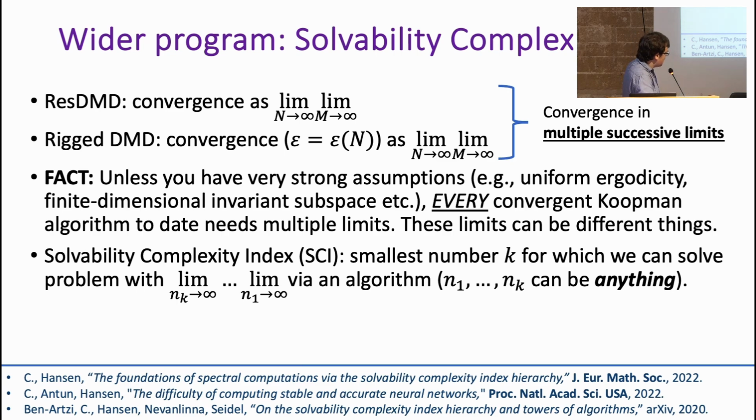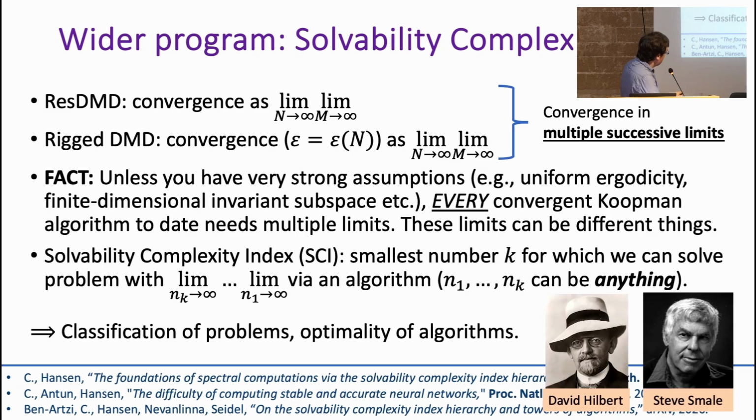If you want an overview of this hierarchy, you can look at this arXiv paper. We've also applied it to training neural networks, where we prove a distinct difference between trainability and existence. But really, it came from studying infinite-dimensional spectral problems. It allows you to classify problems and prove optimality of algorithms, very much in the school of David Hilbert on the foundations of computation, but also Steve Smale.